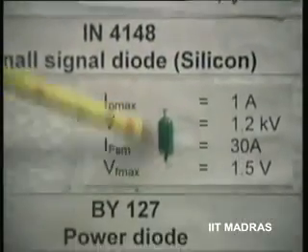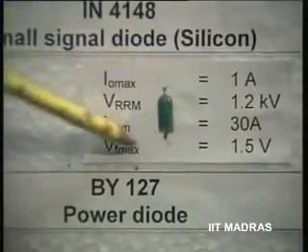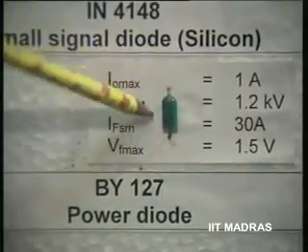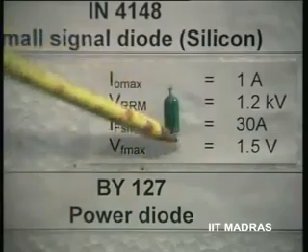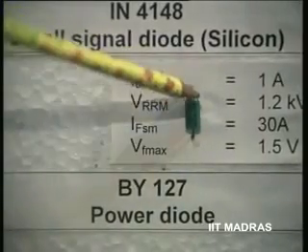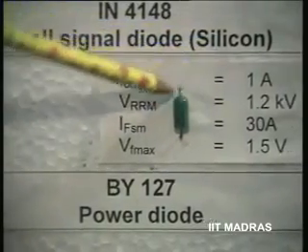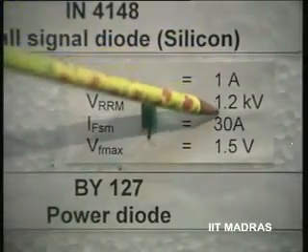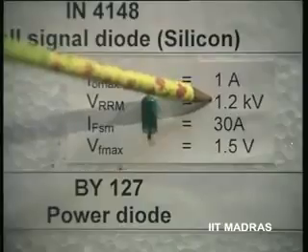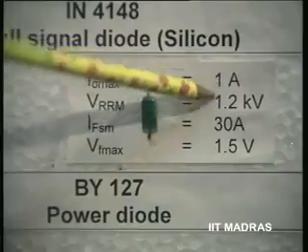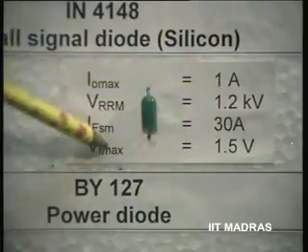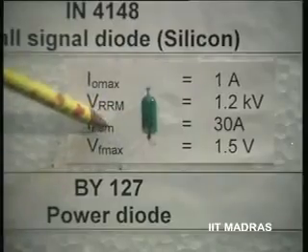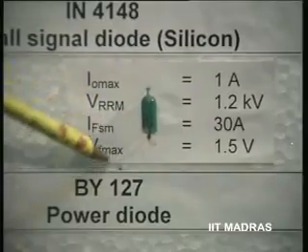Finally, we have a power diode. You can see the size compared to the other ones. This size is bigger, right? And it can carry a current of the order of 1 ampere, and its peak inverse voltage rating is of the order of 1.2 kilovolts. And this is what I had discussed when we designed our rectifiers.